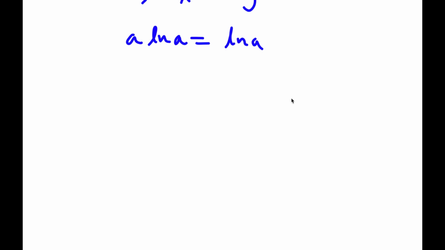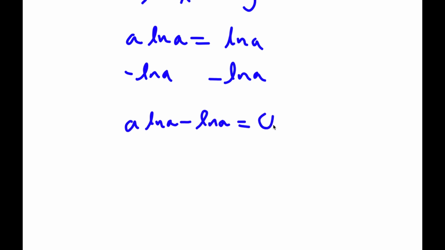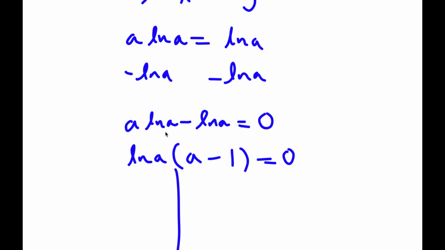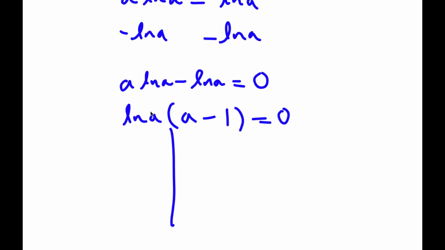Now, what I'm going to do is subtract ln a on both sides. So now I have a times ln a minus ln a is equal to 0. And now if I factor out ln a, I get ln a times a minus 1 is equal to 0. So now this gives me two equations. I have ln a is equal to 0, and I also have a minus 1 is equal to 0.